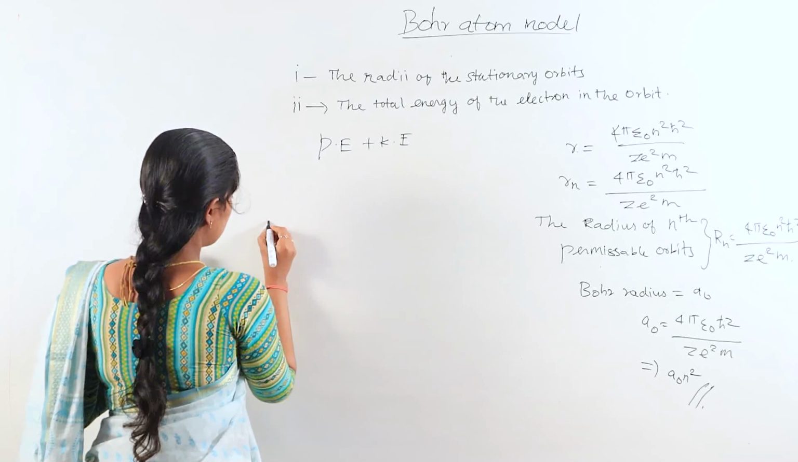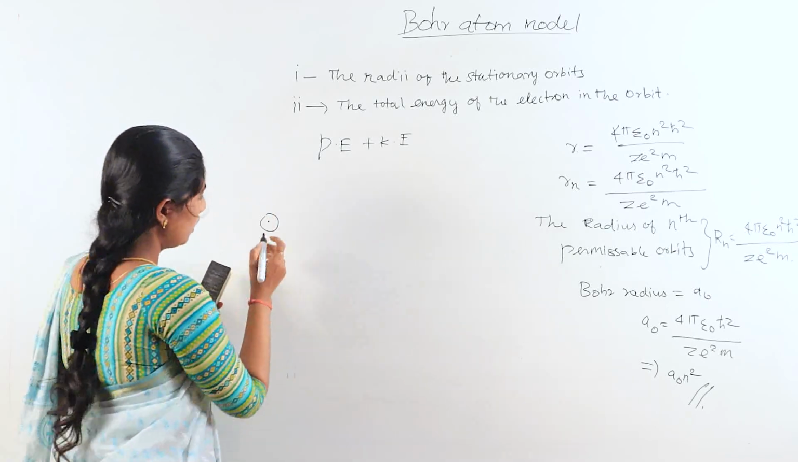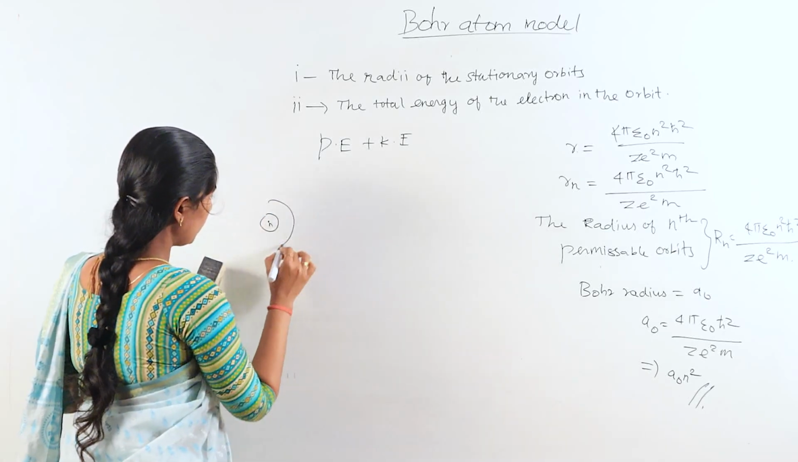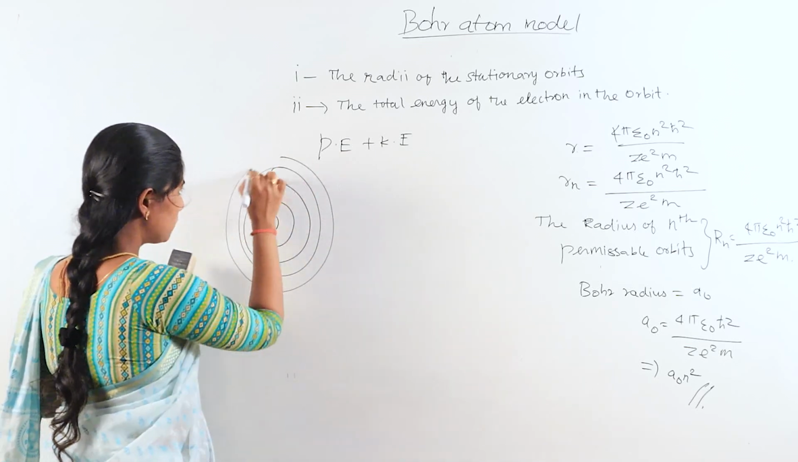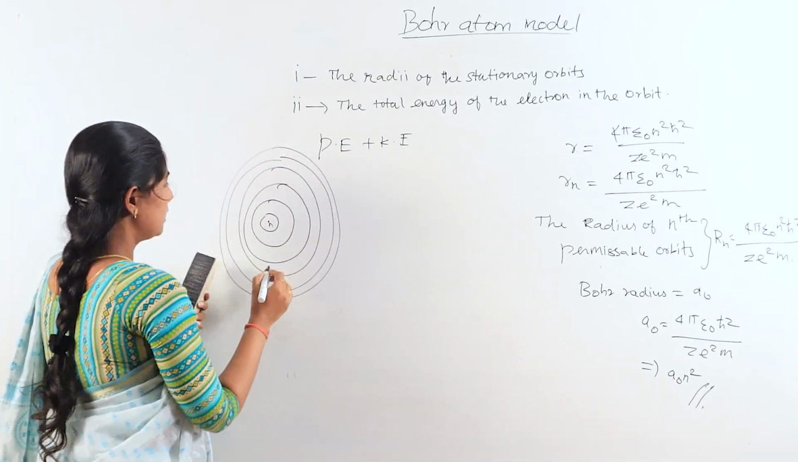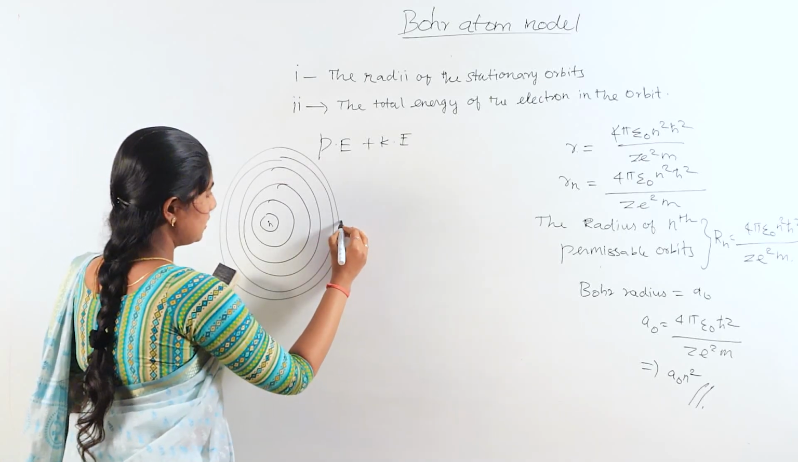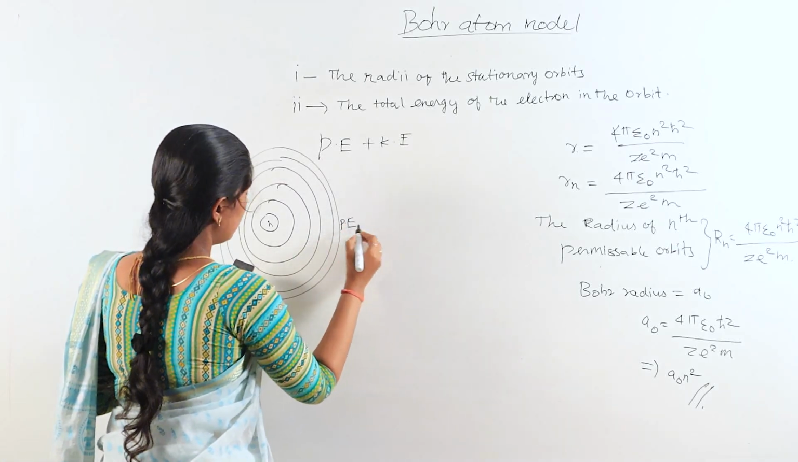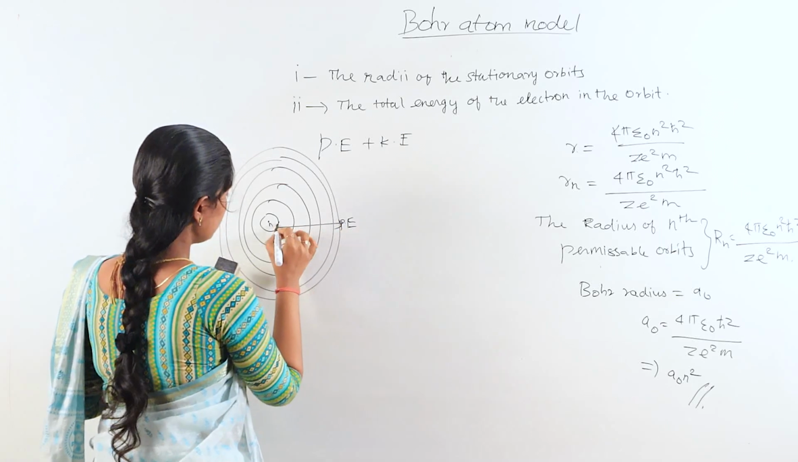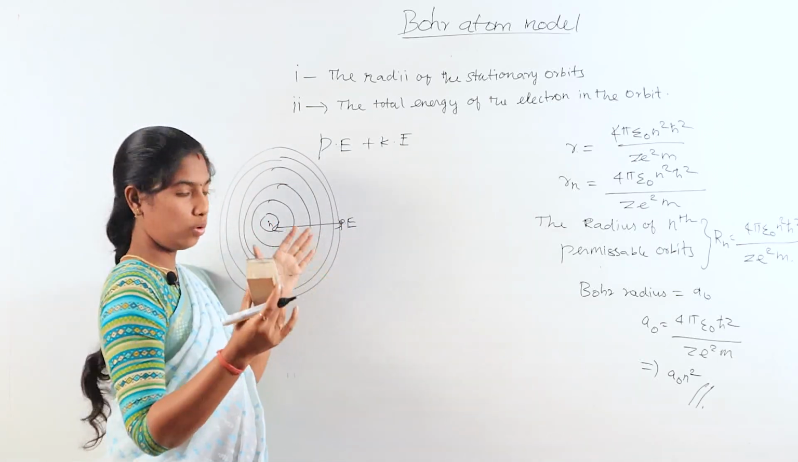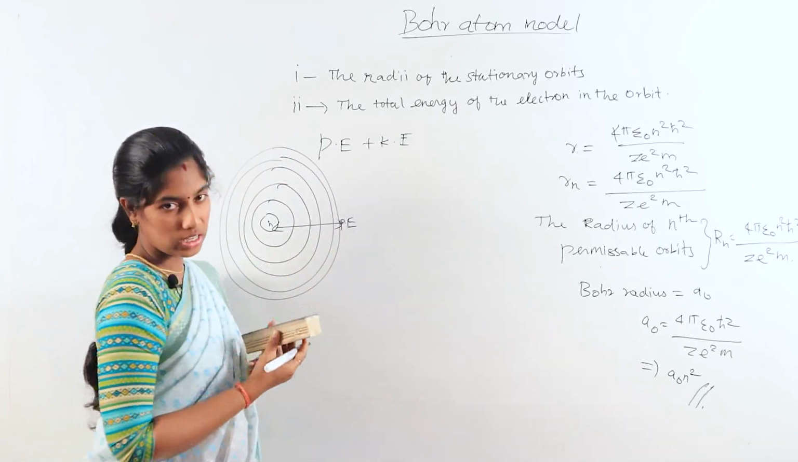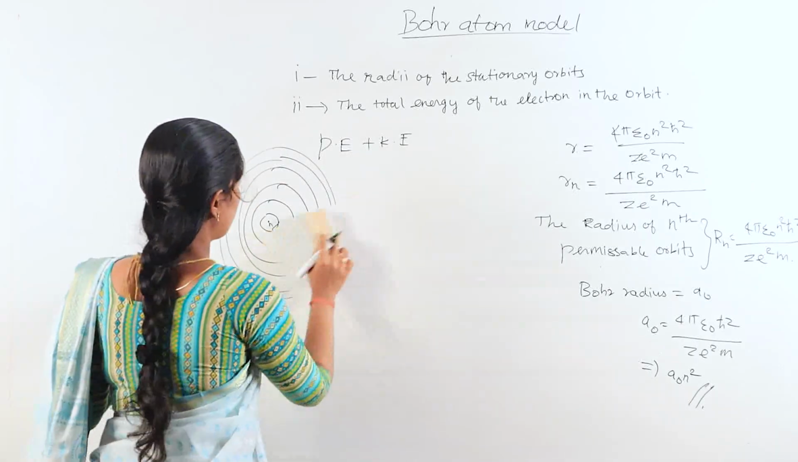See here, suppose you assume this. Here is the nucleus, and many shells or orbits are there. Suppose the potential energy is kept here and the nucleus is here, the distance is very large. So the value of the potential energy should be 0.